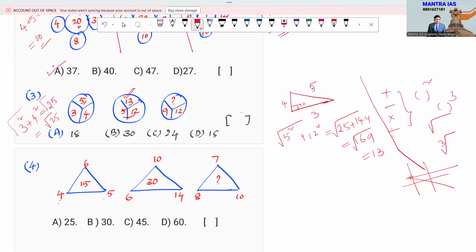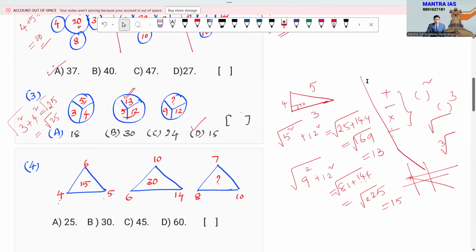So apply the same thing for question number 3 also. It is 9 square plus 12 square. It's 81 plus 144, which is 225. Root of 225 is 15. I told you many times, please learn by heart all the values up to 30.